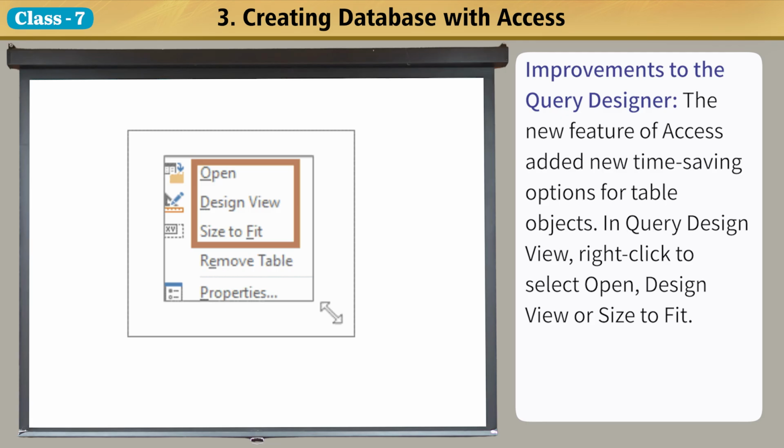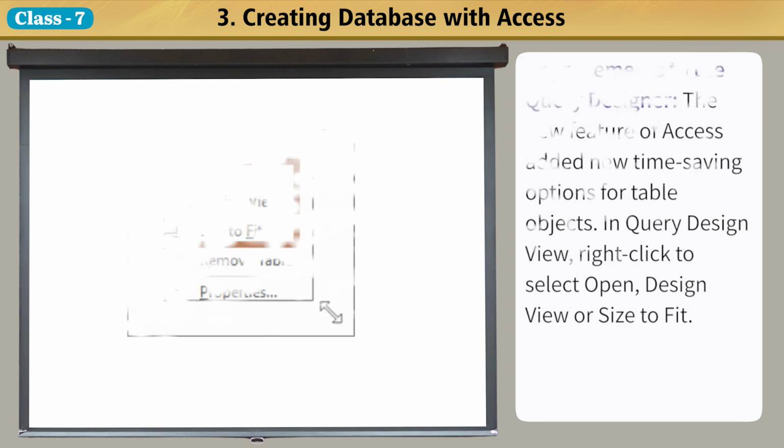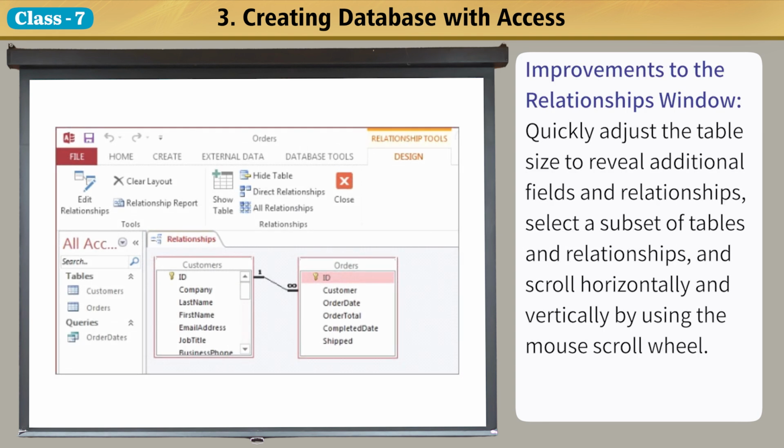Improvements to the Query Designer. The new feature of Access added new time-saving options for table objects. In Query Design View, right-click to select Open, Design View or Size to fit. Improvements to the Relationships window. Quickly adjust the table size to reveal additional fields and relationships, select a subset of tables and relationships, and scroll horizontally and vertically by using the mouse scroll wheel.